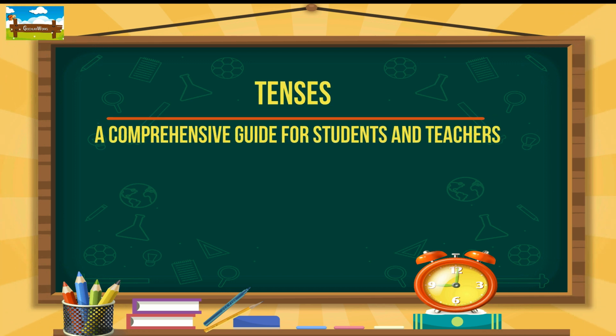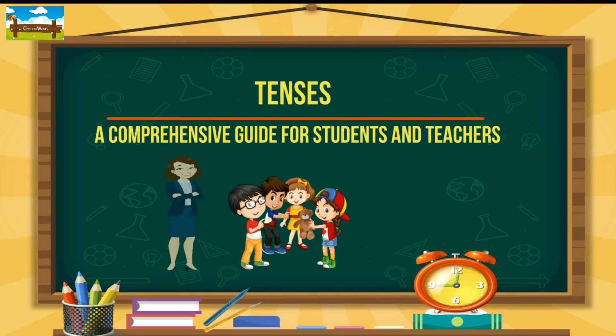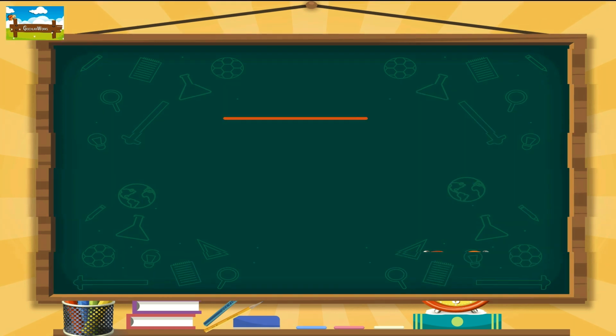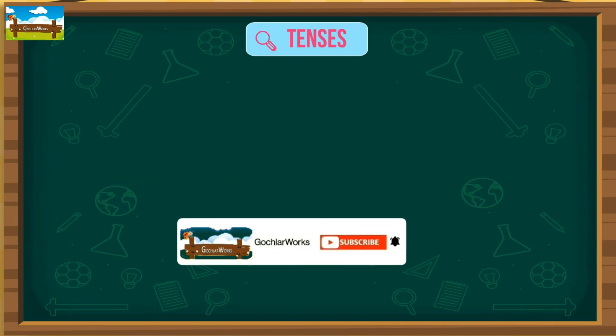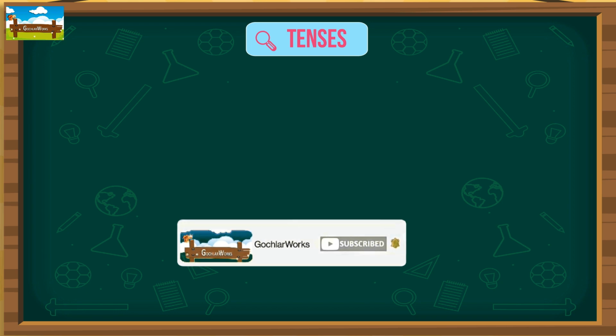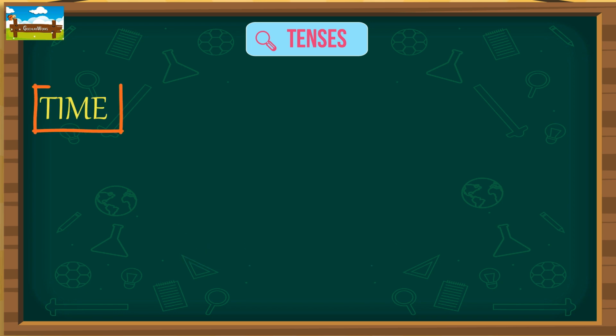Today, we are talking about tenses, a comprehensive guide for students and teachers. Tenses in English help us to talk about when things happen and how they unfold. We can put tenses into two groups to make it easier: tenses based on time and tenses based on action.